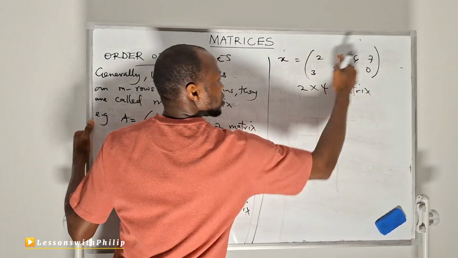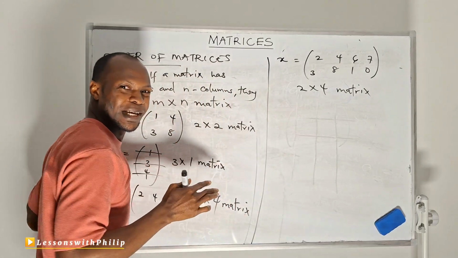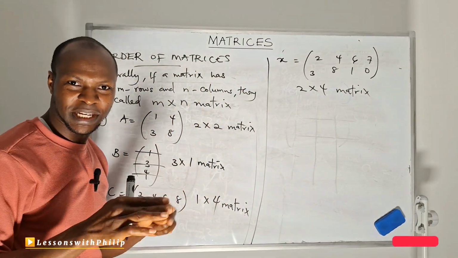Okay? Because it has 2 rows. How many columns? 1, 2, 3, 4. Do you get it? And so on and so forth. Do you understand the order of a matrix?